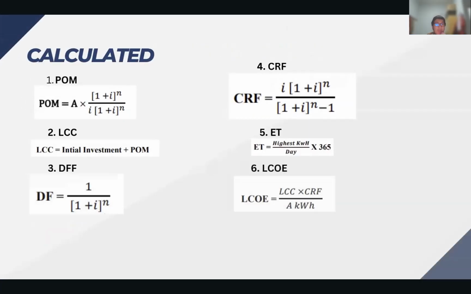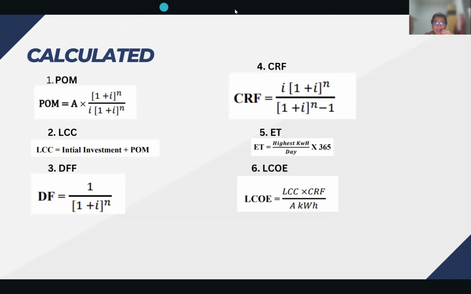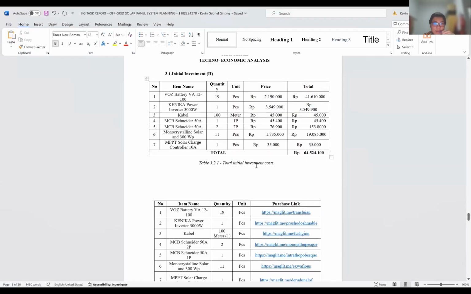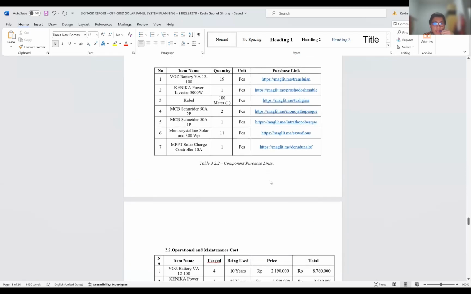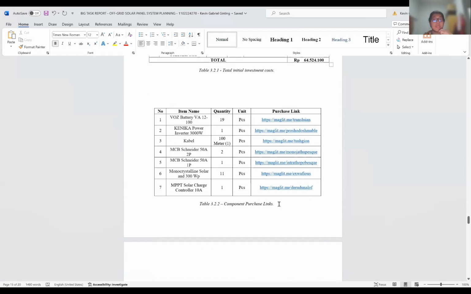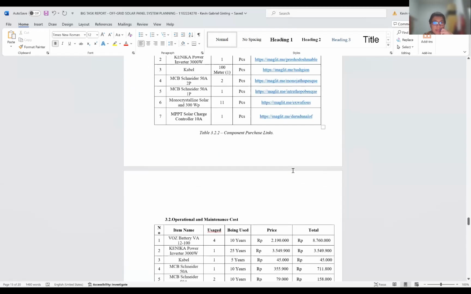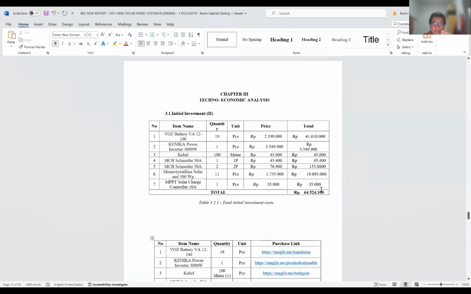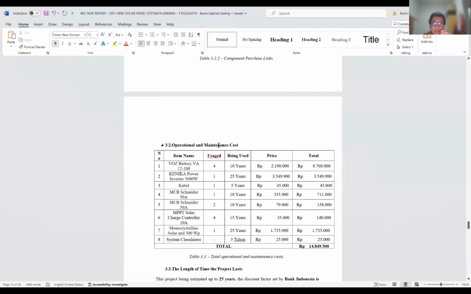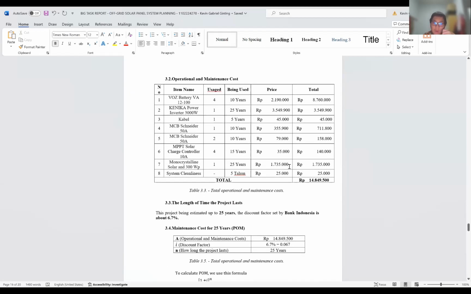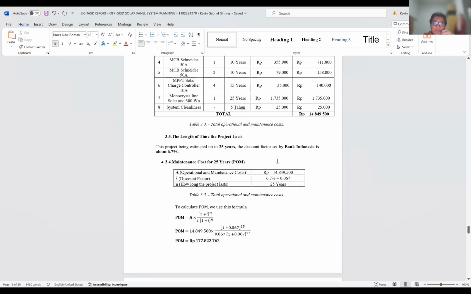And after that, we have to calculate the POM, LCC, DF, CRF, ET, and LCOE. And what is this? As you can see in here, you can see where we have to purchase. I already put a link in it. And then this is what I said earlier about investment, and this is the operation and maintenance cost. After we know all of it, we have to know the POM, or maintenance cost, for 25 years.